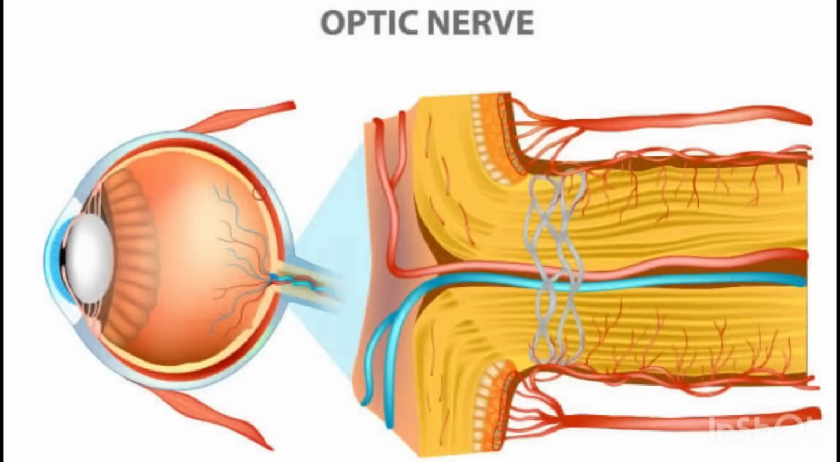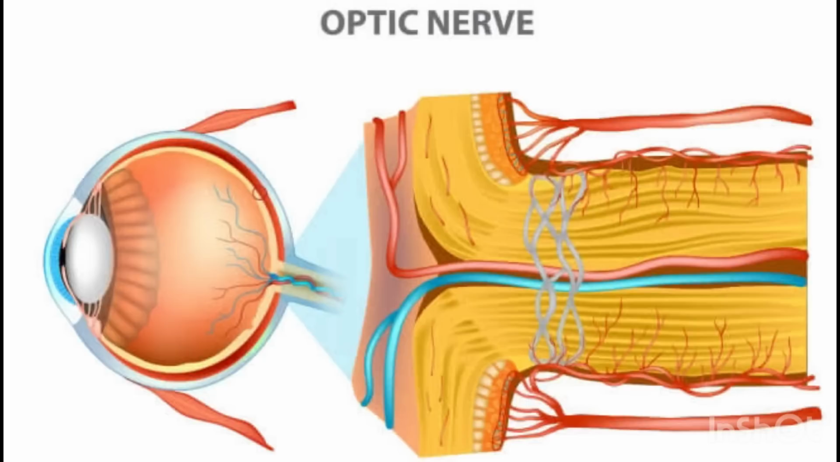Then the second one is bipolar cells and ganglion cells. The electrical signals from the photoreceptor cells are passed on to the bipolar cells, which then transmit the signal to ganglion cells, and ganglion cells are the final output neurons in the retina. They gather information from a larger area of the photoreceptors and transmit it as action potentials along their axons.